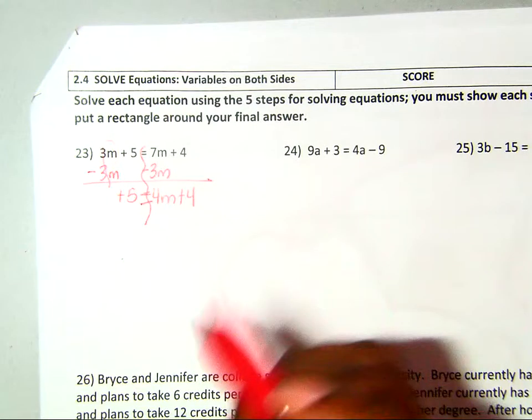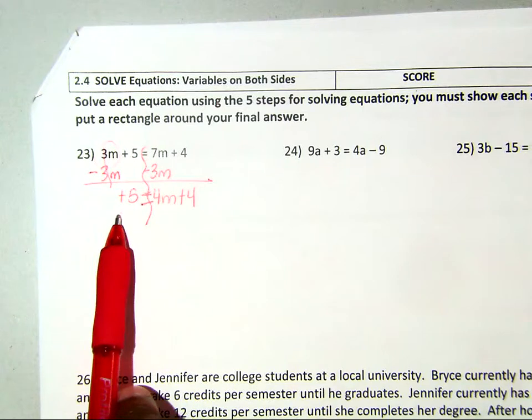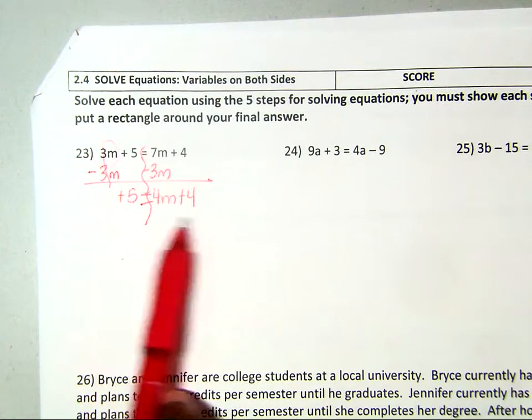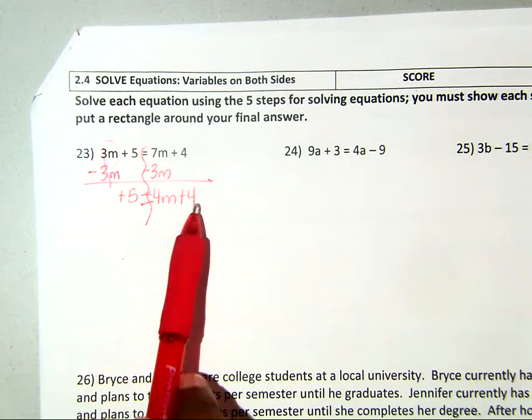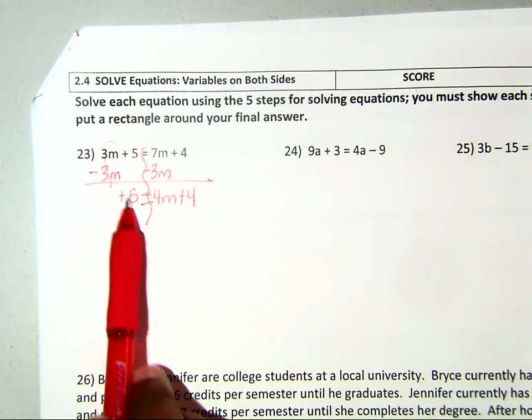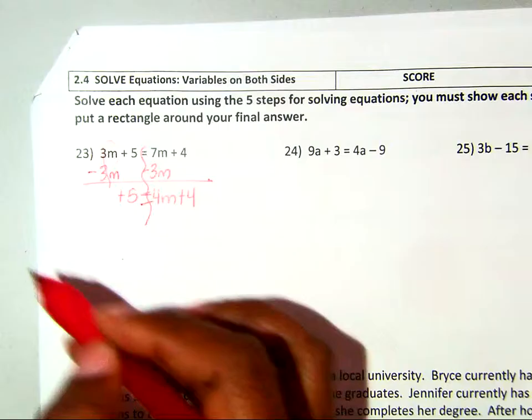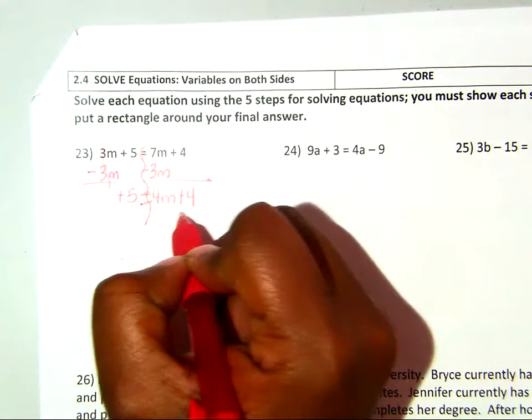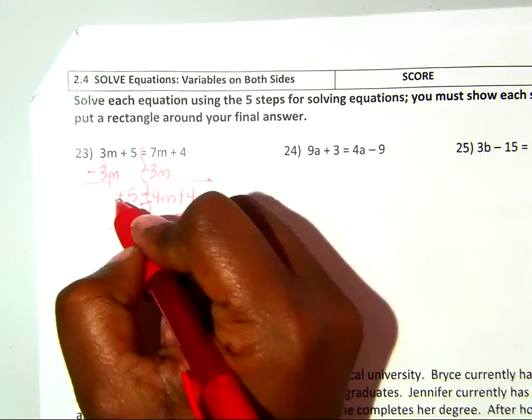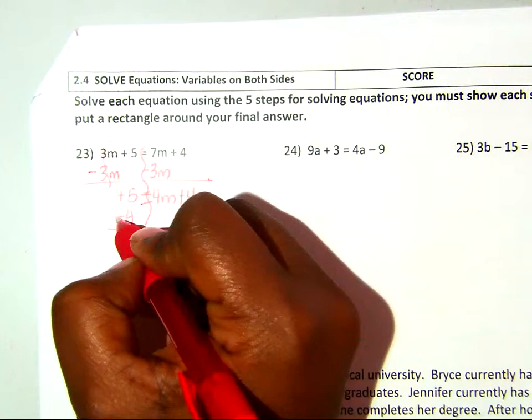Now, what are my like terms? Well, I see I got a +5 with no variable. I got a 4 plus 4 with no variable. I could put those together, but they're on opposite sides of the equal sign. So I'm still in that rewind stage. The opposite of +4 is -4. What I do to one side, I have to do to the other. +5 minus 4 is 1 equals 4m.